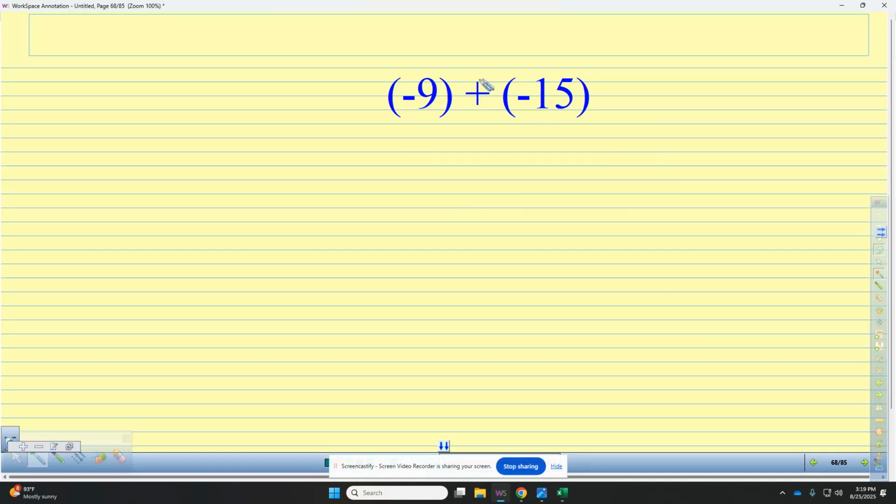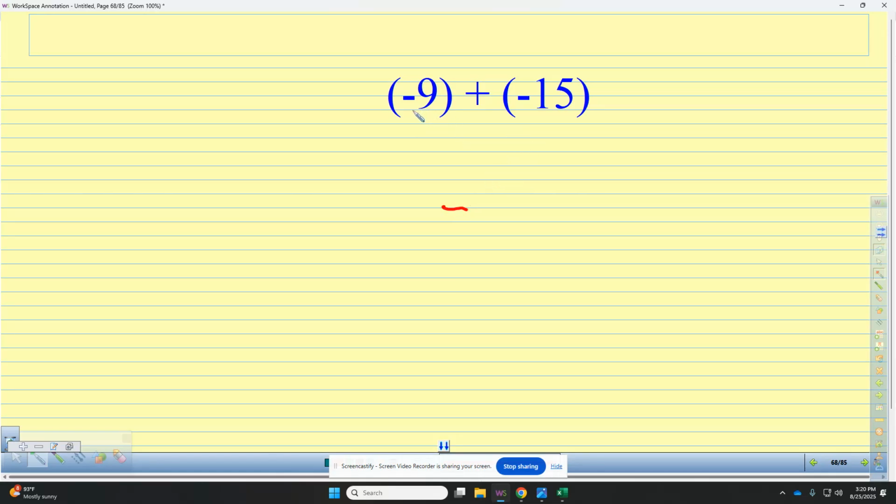Okay, no double negatives. We don't have any minus signs right next to each other. We have a plus and a minus or a negative here. Negatives and minus signs are basically the same. So, what do we have more of? We have more negatives. That tells me my answer is going to be negative.